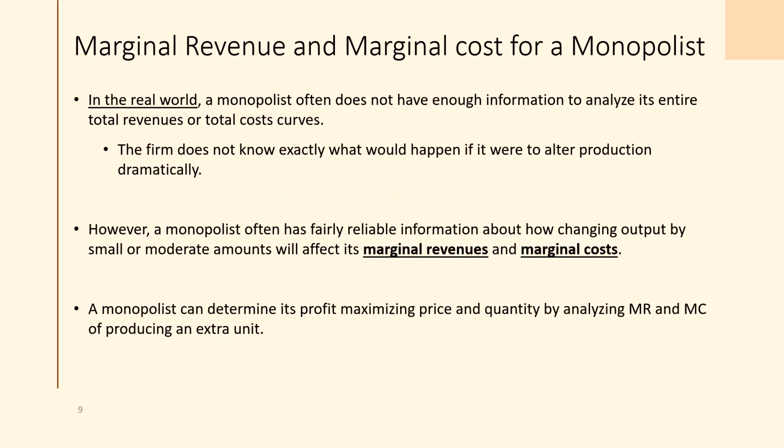Now let's introduce a more practical decision method. In the real world, monopolists may not know their full total revenue and total cost curves for sure. However, they often understand how small changes in output affect revenue and cost. This leads to two key concepts. Marginal revenue is the additional revenue from selling one more unit. Marginal cost is the additional cost of producing one more unit. A monopolist determines the best output level by comparing marginal revenue and marginal cost.